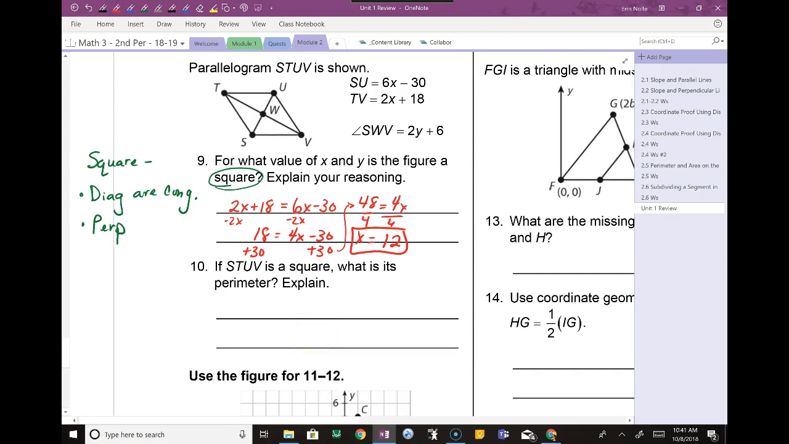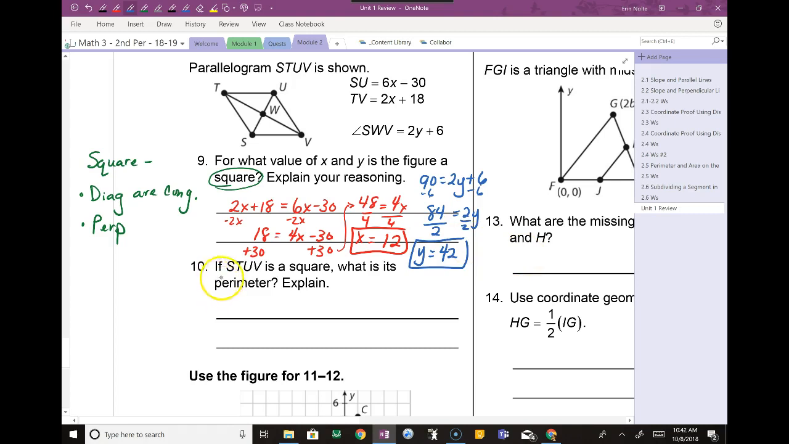So there's your x. So now working with the y, since that is a 90-degree angle, I'm going to set that equation equal to 90 and solve it. So I'll subtract 6. That makes 84. And if you divide 84 by 2, you get 42. There you go.